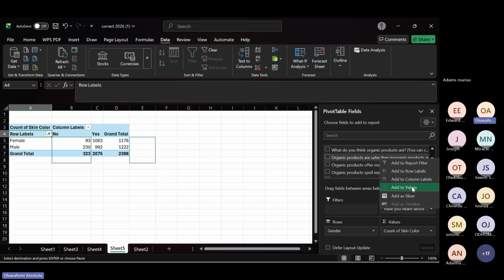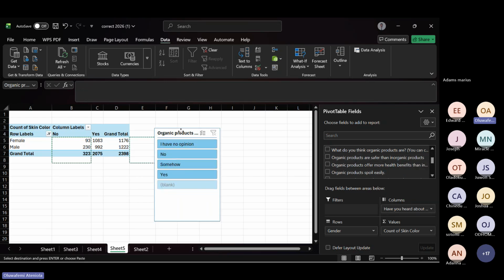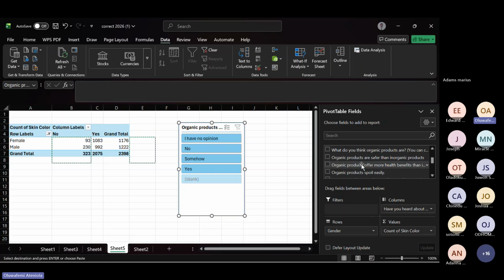Okay, so if I add this as a slicer, good. Thank you. What I did was right click on it and then bring it out as a slicer. So we can see this is the percentage of this answering of yes or no, if they have knowledge about it. So we can now decide to slice them in. Let's say somebody says yes to this particular question. You will notice that everything changes to suit.